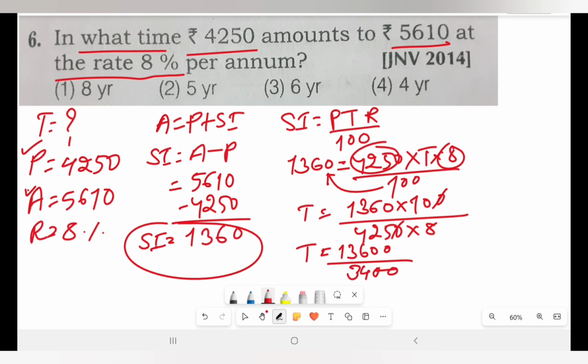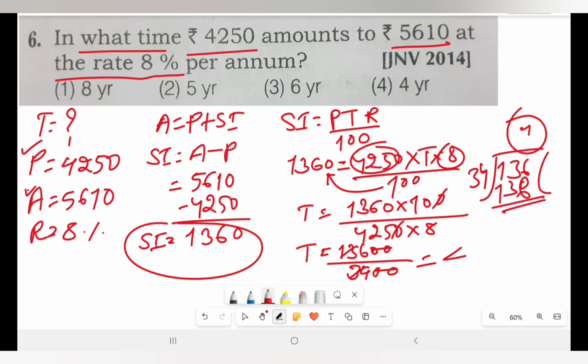Alright, so these two gone and these two gone, and as you know 136 divided by 34, it is 4. 4 4s are 16 and 4 3s are 12 plus 1 is 13, right? So it is 4. So T is equal to 4 years. Alright, so here option 4 is the right option.